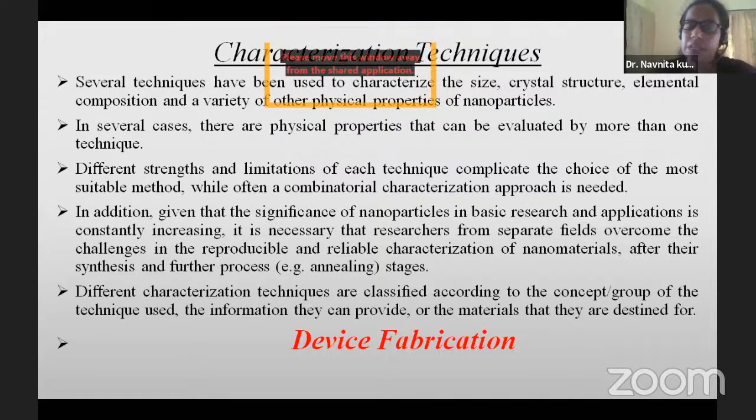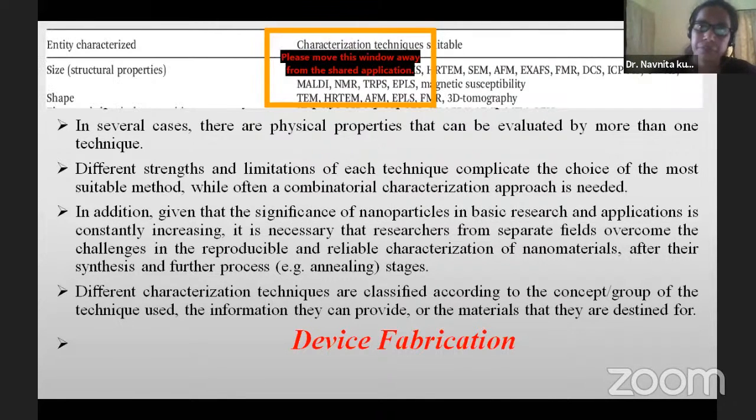The different strengths and limitations of each technique complicate the choice of the most suitable method, while often a combination of characterization techniques is required for scientists and researchers. In addition, the significance of nanoparticles in basic research and application is constantly increasing. After their synthesis and further processing, like annealing, etc., further characterization is required. So the different characterizations are classified according to the concept and group of the techniques used. The information can be provided on the nanomaterials which are destined for different applications such as device fabrication.